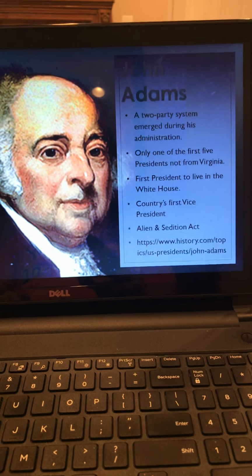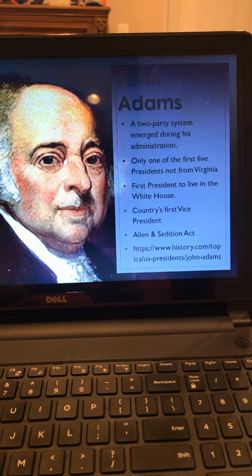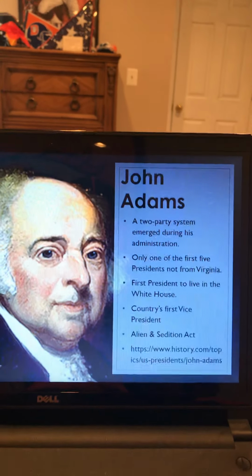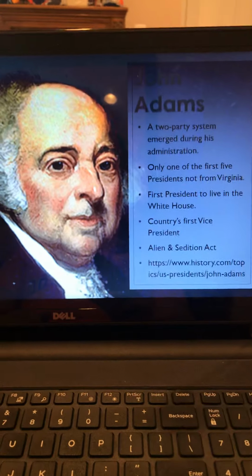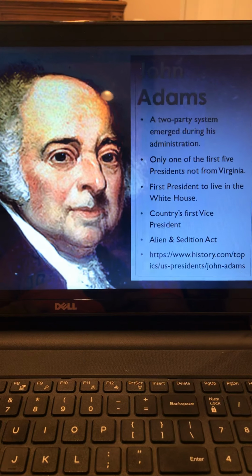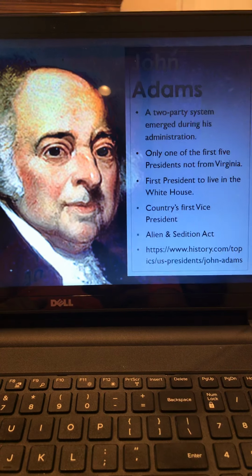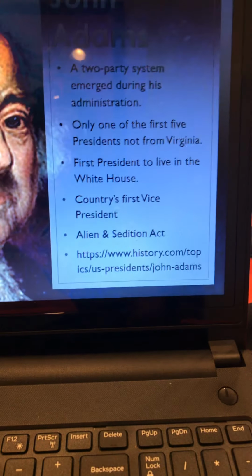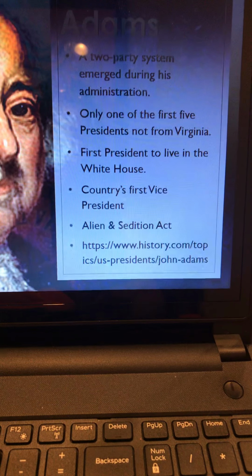So, fun fact about John Adams, he was the only one of the first five not from Virginia. As you all well know, he was from Boston, Massachusetts. Another interesting fact about John Adams is he was the only one of the first five presidents not to get reelected. And the reason he did not get reelected was because of that last one down there. You guys see that, called the Alien and Sedition Act? Now, this is a really interesting law.